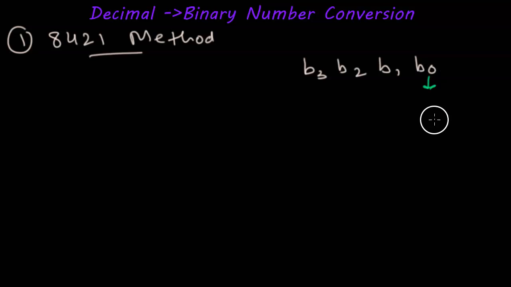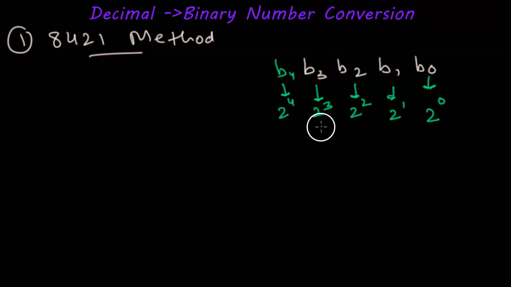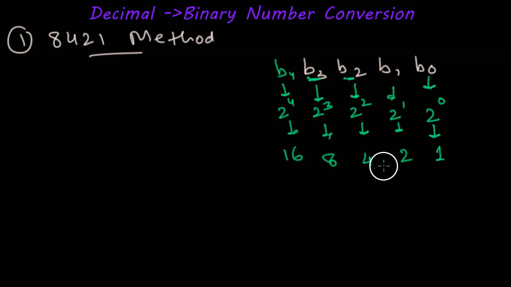So B0, that is the LSB, is 2 to the power 0, then 2 to the power 1, 2 to the power 2, 2 to the power 3, and let's take one more, 2 to the power 4. Let's understand what each comes out to. 2 to the power 0 is 1, 2 to the power 2 is 4, then 8 and 16. That means the values each position can represent are 16, 8, 4, 2, 1, because each position can either have a 0 or a 1.